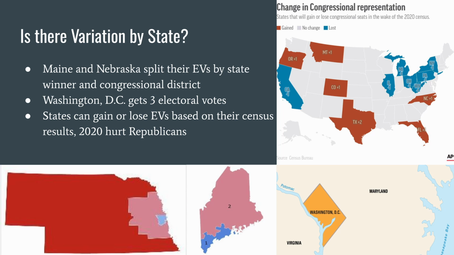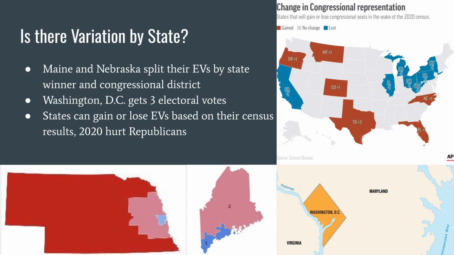There is variation by state in that Maine and Nebraska split their electoral votes by state winner and congressional district. They both award 2 electoral votes to the overall winner of the state. Each congressional district in the state also gets its own electoral college vote. I did a longer video going more in depth on that process and what would happen if the entire country ran elections in that manner. I'll link it in the description.